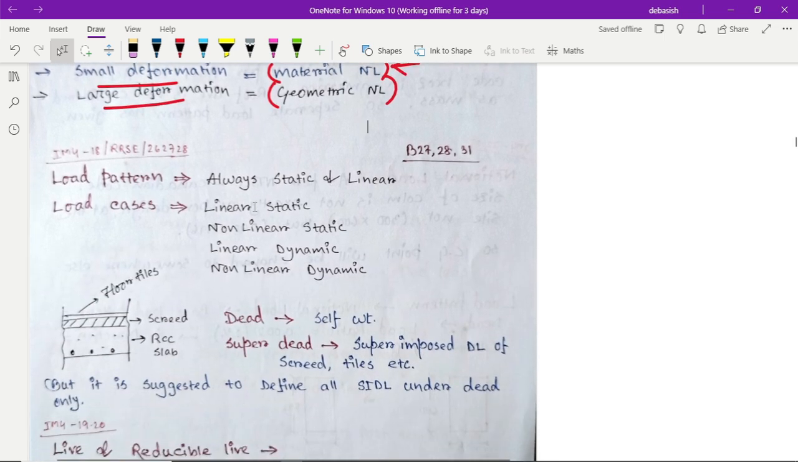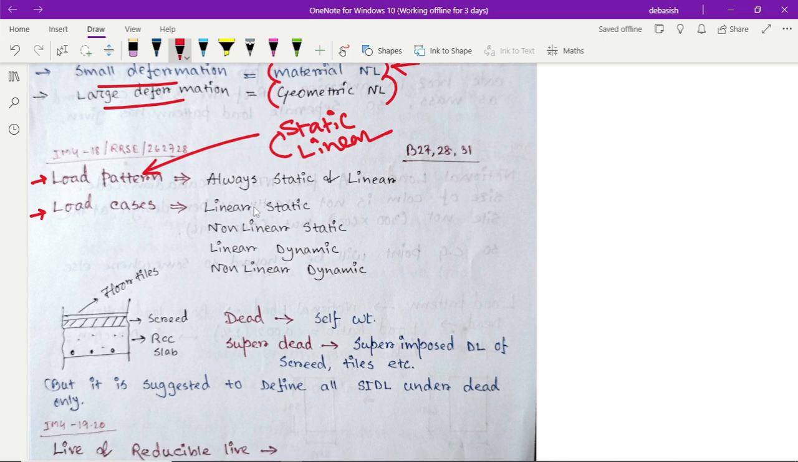The next is the load pattern and load cases. In ETABS, there are two options to define the loads: one is the load pattern and another is the load cases. With the help of load pattern, we can define static load, and we can perform linear analysis with the help of this static load.